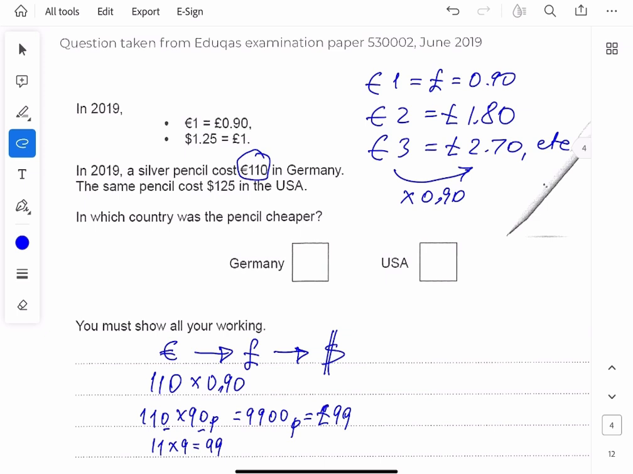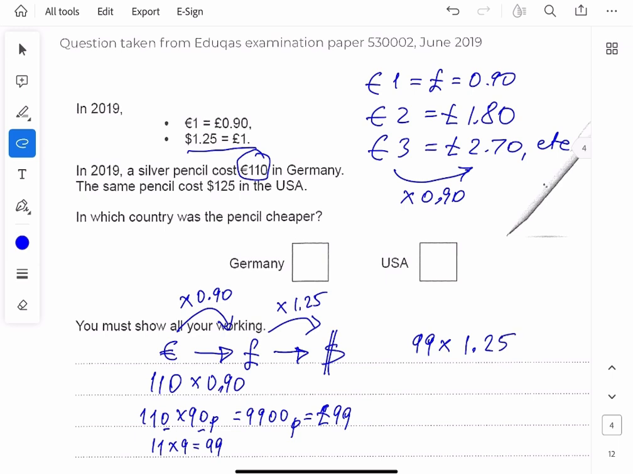So this was one conversion. Now we're going to change pounds into dollars. So for every pound you get 1.25. That's multiplication again, multiplying by the rate, which is 1.25. Okay, so find the easy way of multiplying 99 by 1.25.